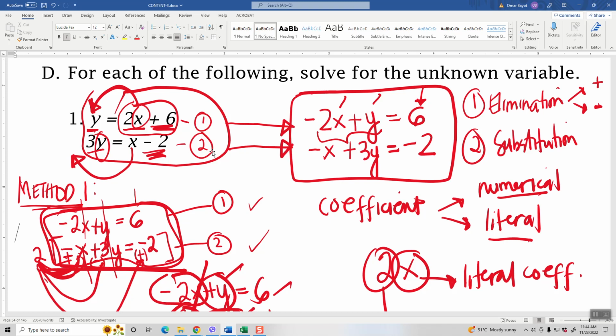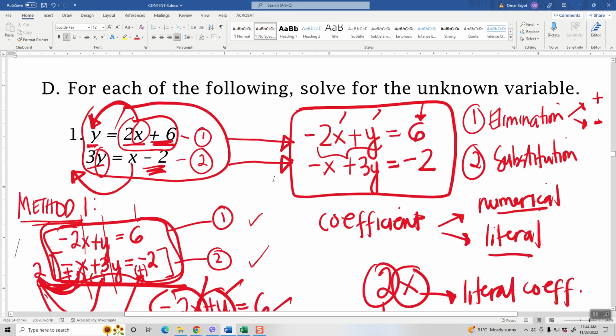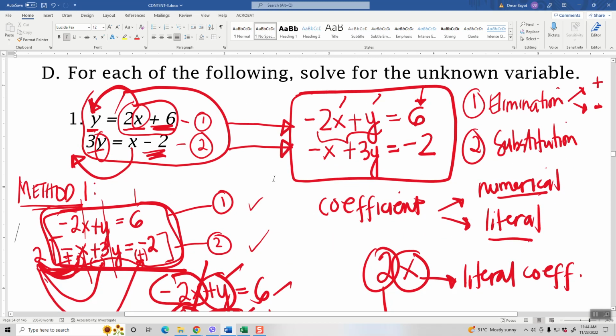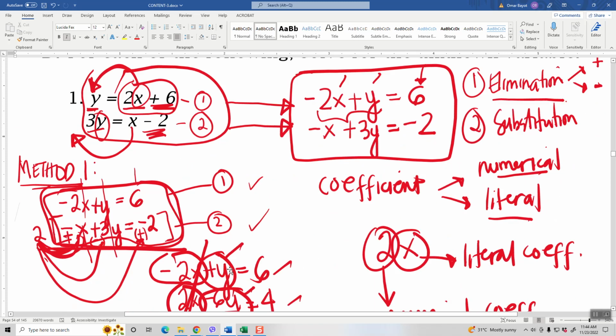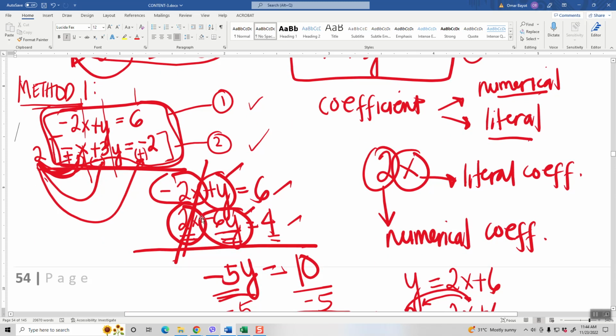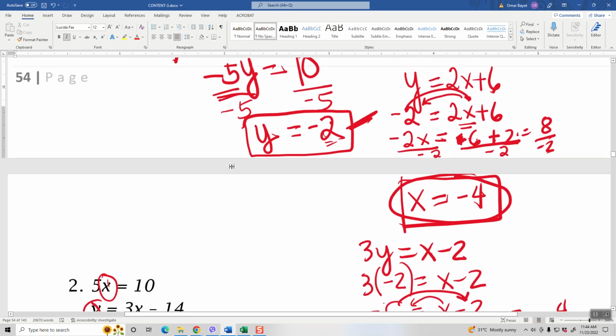Okay? So, that is one way of solving x and y. We call that by elimination. From the word elimination, nag-eliminate tayo ng isang variable by way of addition or subtraction. So take note, pag subtraction, pinapalitan natin lahat ng signs sa baba. Okay? Take note of that. Anyway, we will have more exercises after this.